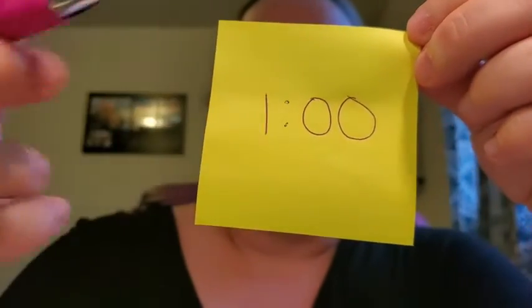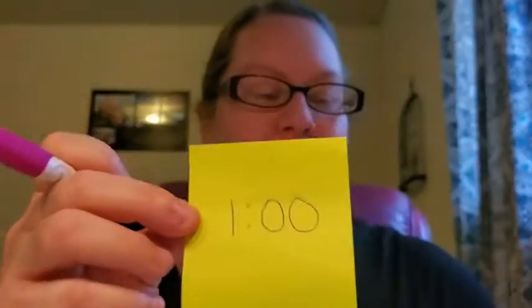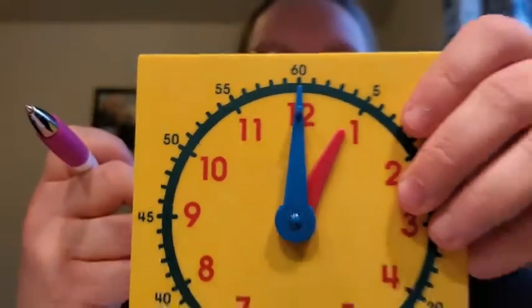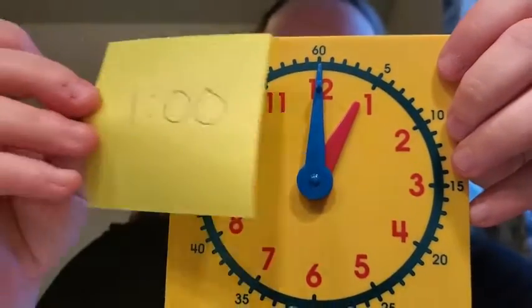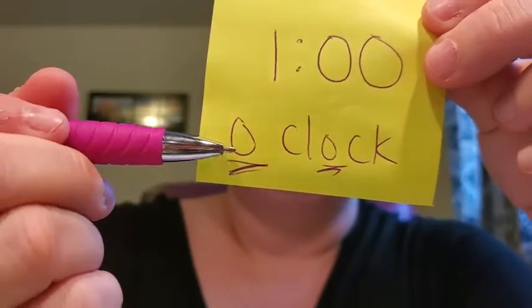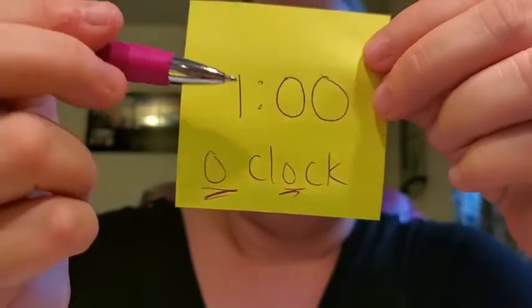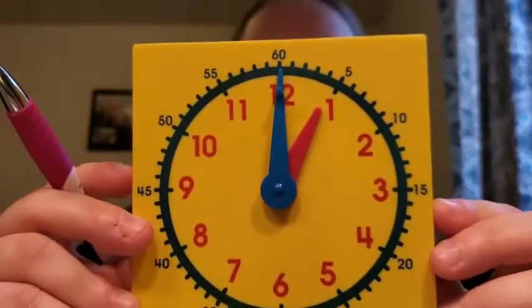And this is what it will look like on a digital clock. So you have the short hand pointing to the 1, saying 1, and whenever the blue hand is all the way up on the 12 like that, that means it says 0, 0. The reason it's 0, 0 is because it says o'clock. And look at that, o'clock has two O's in it. So we say 1 o'clock. Everyone look at this, and I want you to say 1 o'clock.